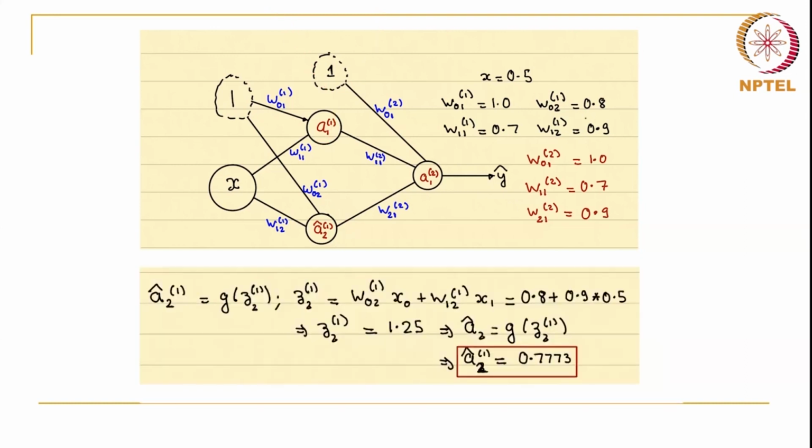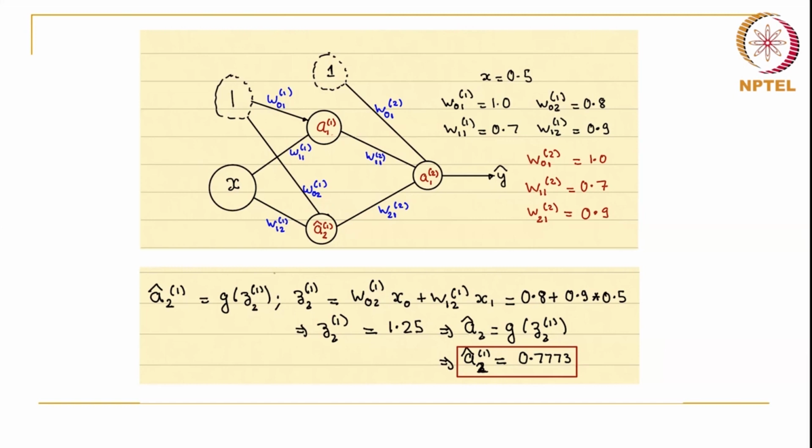Then we can calculate A2 in the same way. Same thing. This would be an output of Z21. I have the same name. A1, A2 corresponds to first neuron, second neuron activation in the first layer.